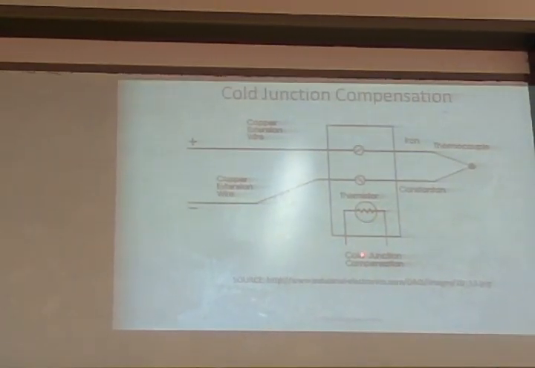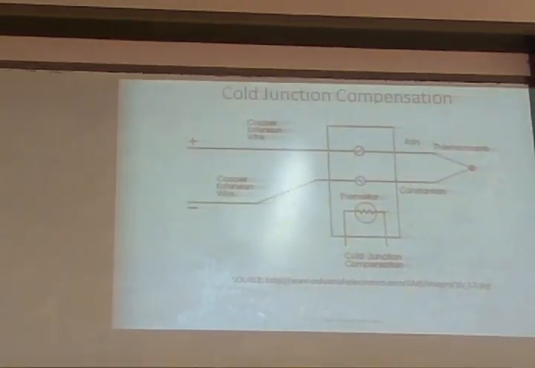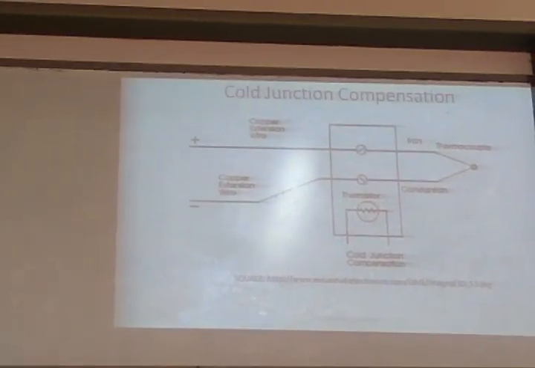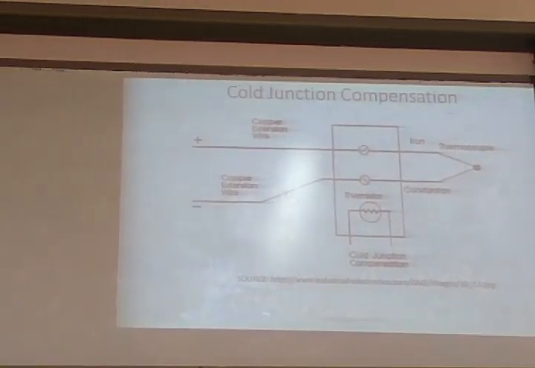So put a thermistor here, find out the cold junction temperature. The hot junction temperature, that unknown temperature, will come anyway. With respect to that, you will be able to calibrate what the temperature is.